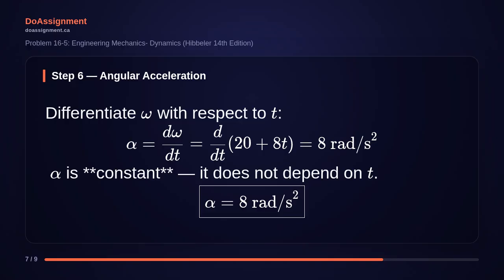Taking the derivative of omega with respect to t gives alpha equals 8 radians per second squared. Notice that the angular acceleration is constant. It does not change with time. So alpha equals 8 radians per second squared at t equals 90 seconds, or at any time.